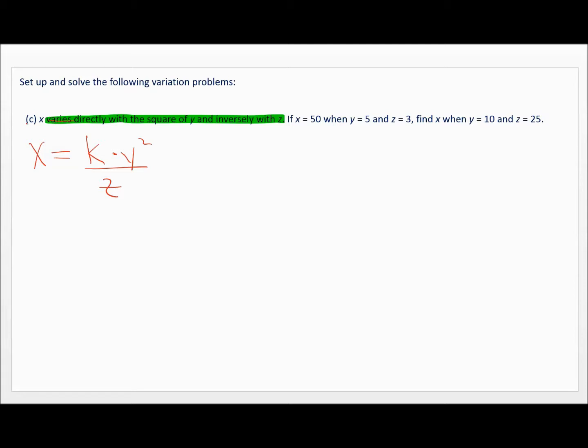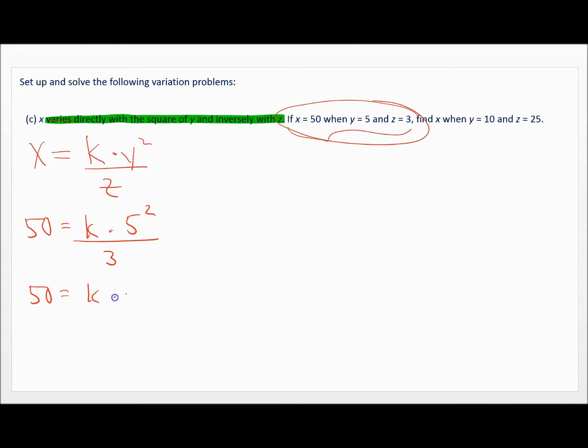Now the next step is always the same. You're given some bit of information to find out what k is. You can't do anything until you know what k is. So if x is 50, and it says y is 5, so I'm going to do 5 squared, and z is 3. There we go. I just plugged in everything that was written right over here. X is 50, y is 5, z is 3. Then I'm going to solve for k. So I have 50 equals k times 25 over 3.